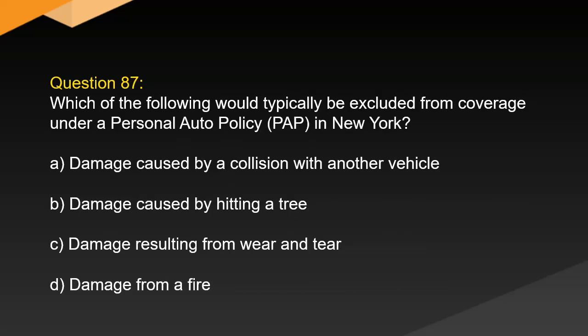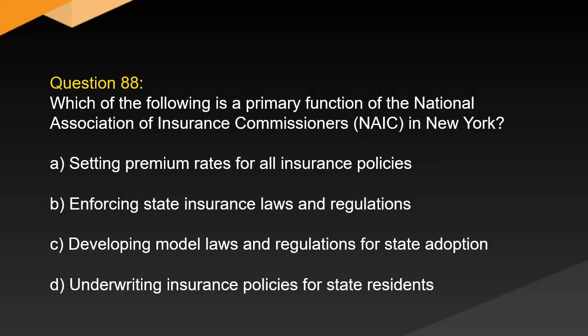Question 87. Which of the following would typically be excluded from coverage under a personal auto policy, PAP, in New York? A. Damage caused by a collision with another vehicle. B. Damage caused by hitting a tree. C. Damage resulting from wear and tear. D. Damage from a fire.